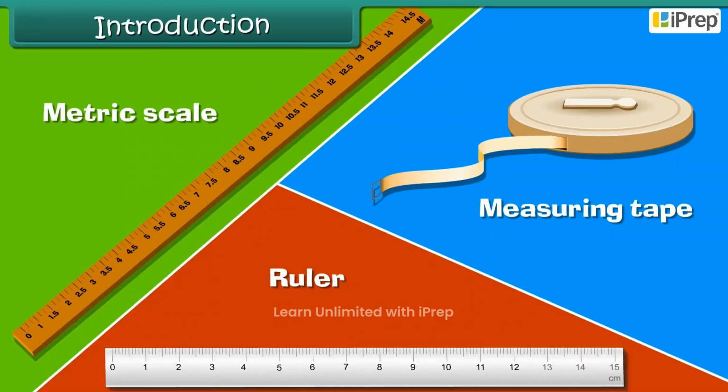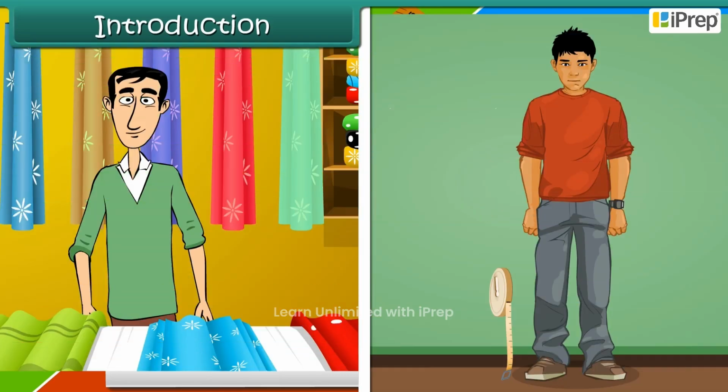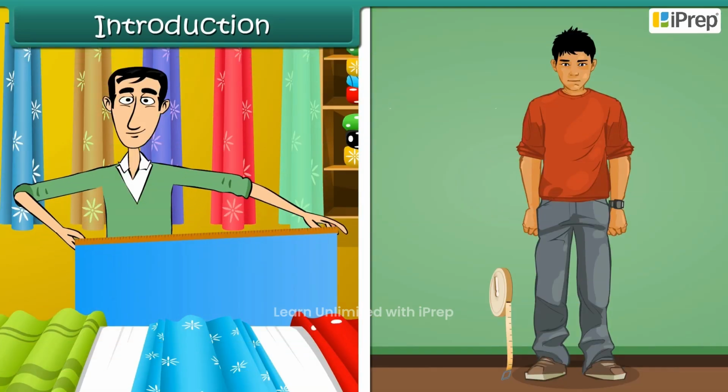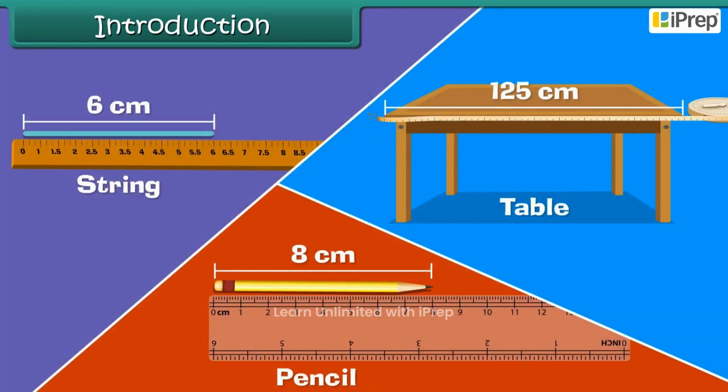Introduction. Friends, look at these things. These things are used to measure length. We can also measure our height. We can measure the length of things like string, pencil, and table. So friends, let's learn more about measurement.